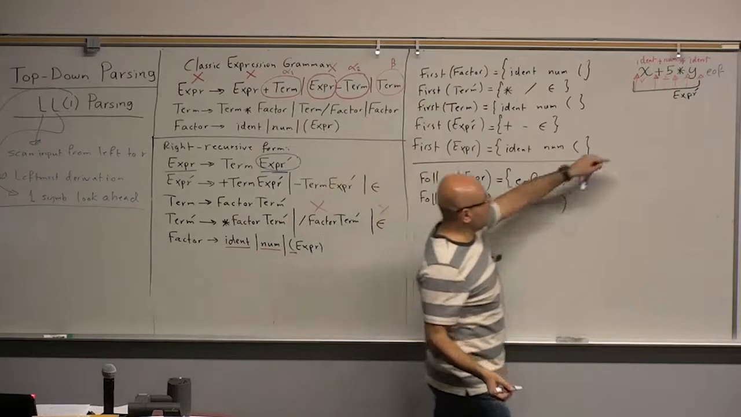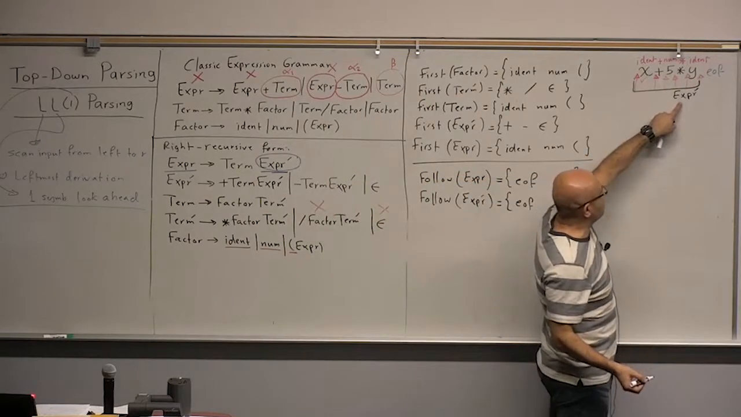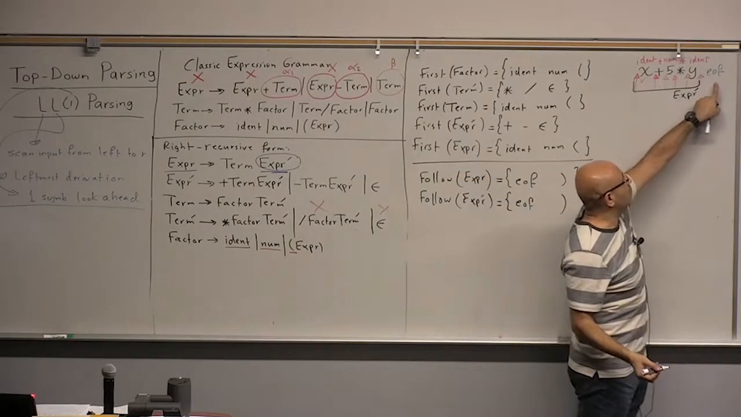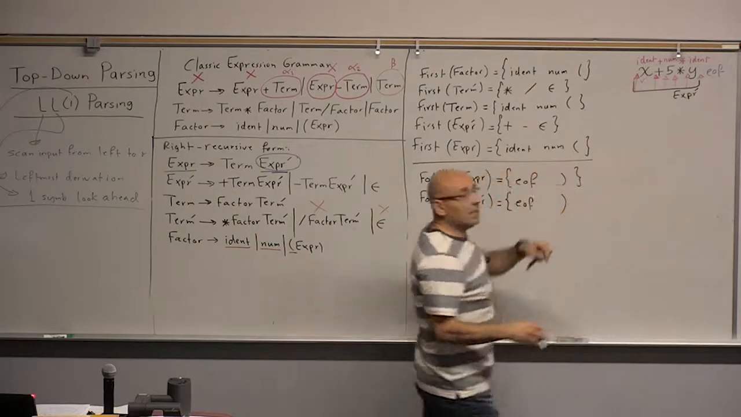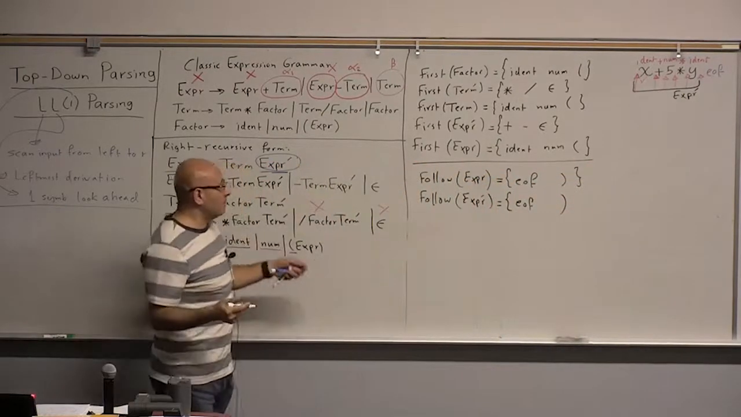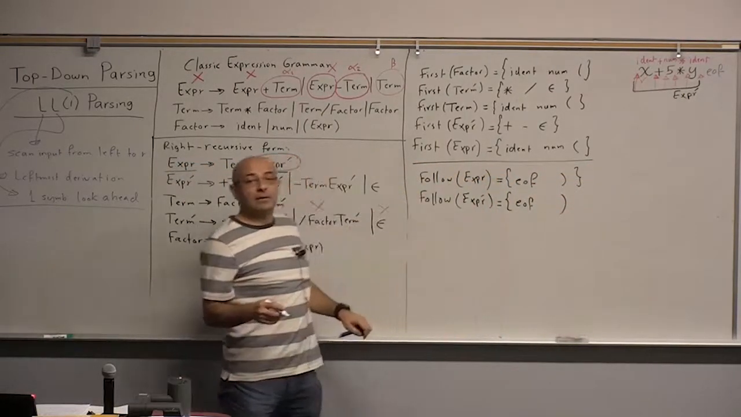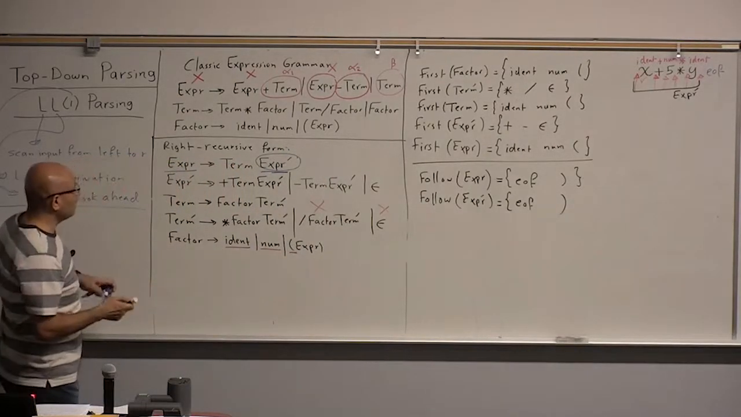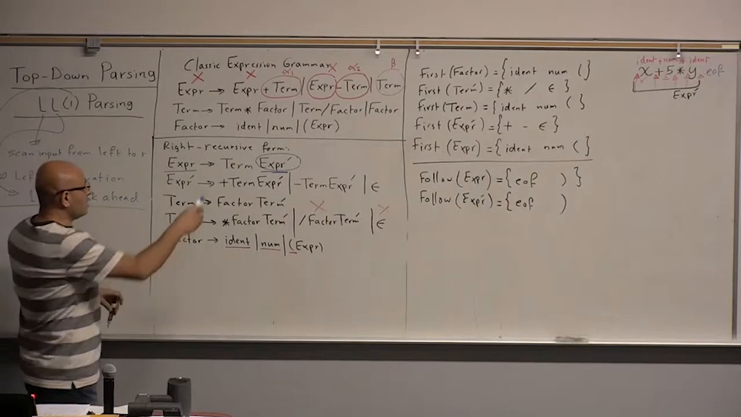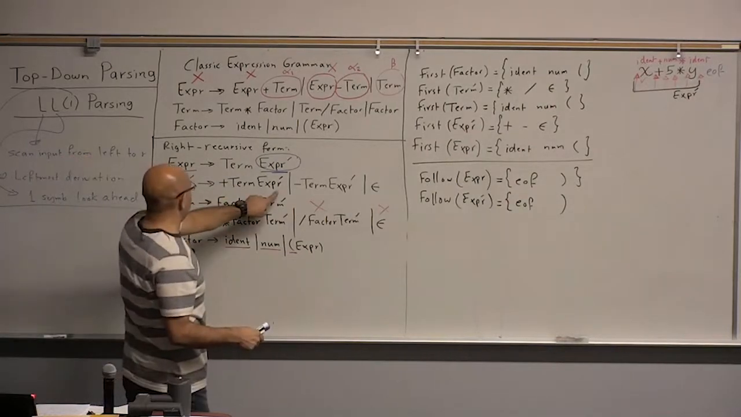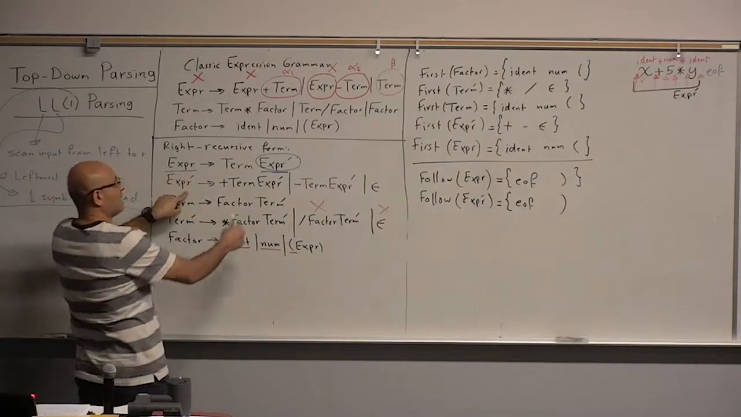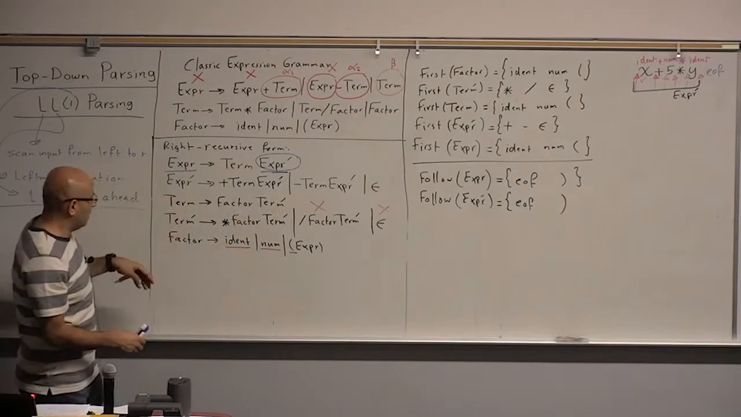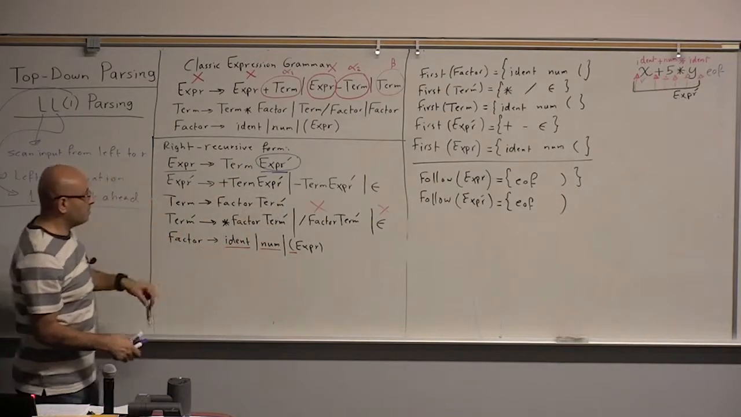So if you have an expression prime here at the end of an expression, then in the follow set of it, you should put everything that is in the follow set of expression. Okay, question? Okay, so I keep searching for expression prime on the right-hand side. Here, expression prime is expression prime, so this is not going to give me anything useful. Then I don't see any more expression prime.